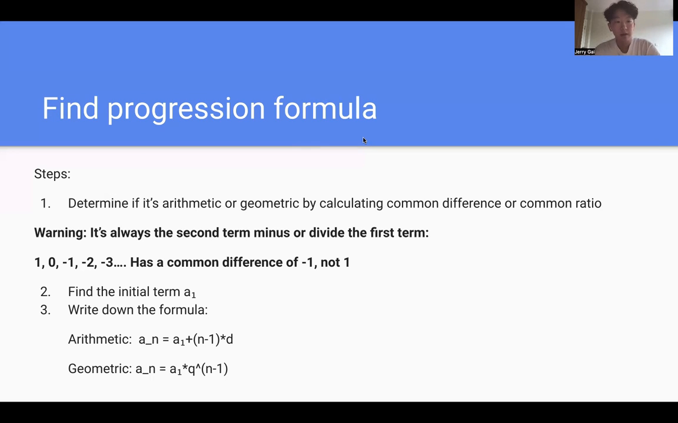The second step is that you find the first term a1. After you find the first term a1 and the common difference or common ratio, you can just write down the formula.